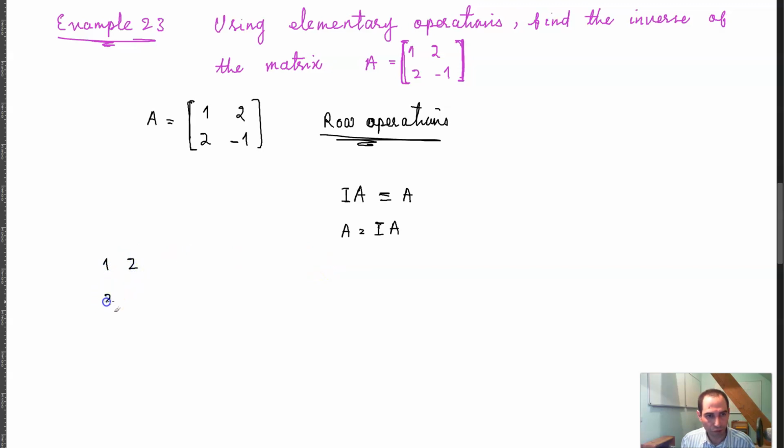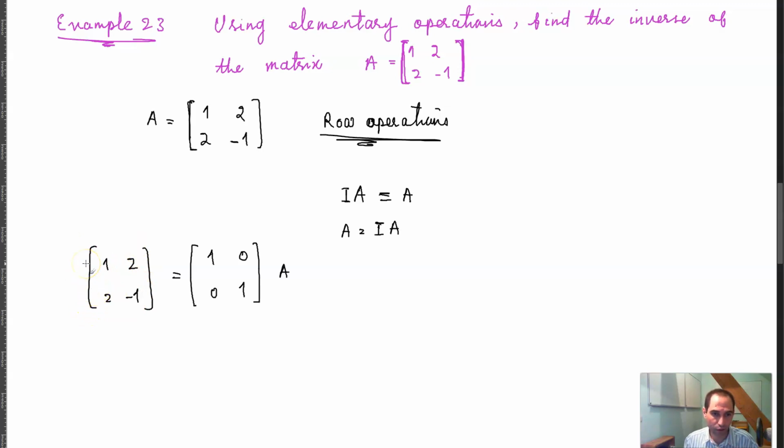1, 2, 2, negative 1. And I is basically the identity matrix 1, 0, 0, 1. And A is some matrix A. We don't really care about that because we are not doing any operations on this. These are row operations done on the matrix on the left, and also on this matrix.